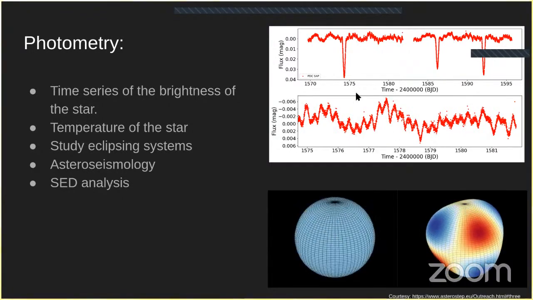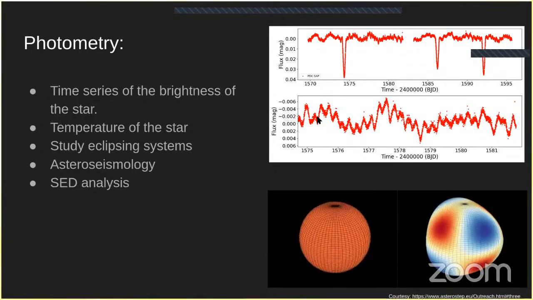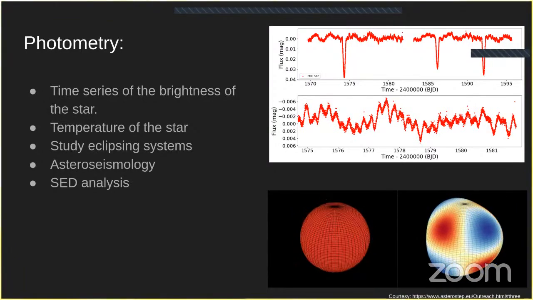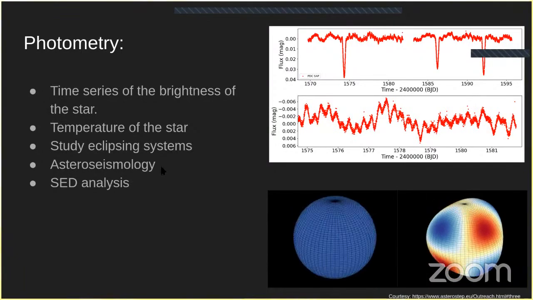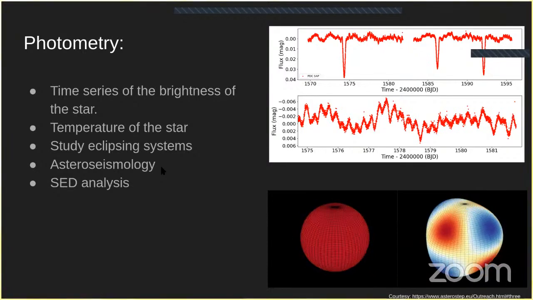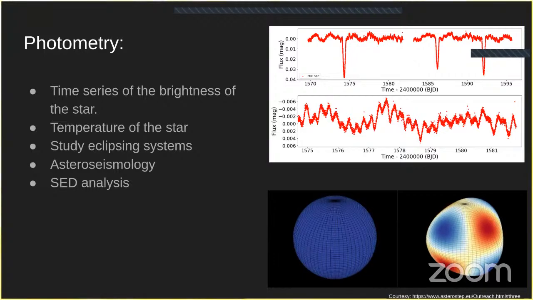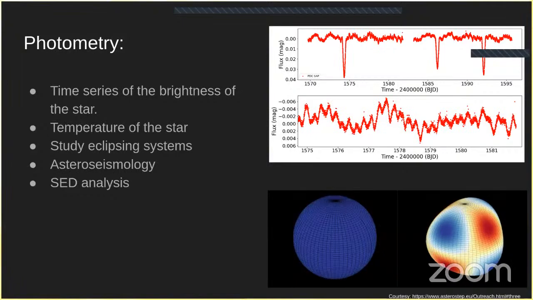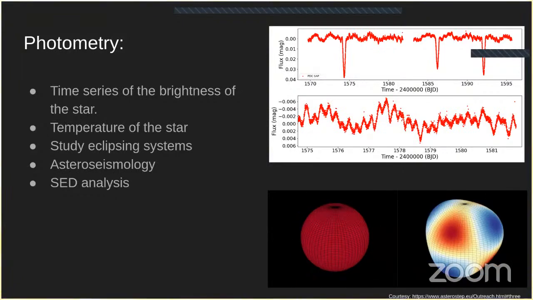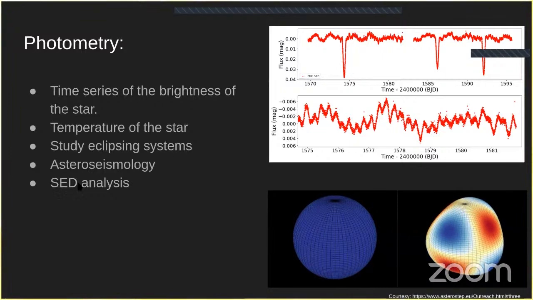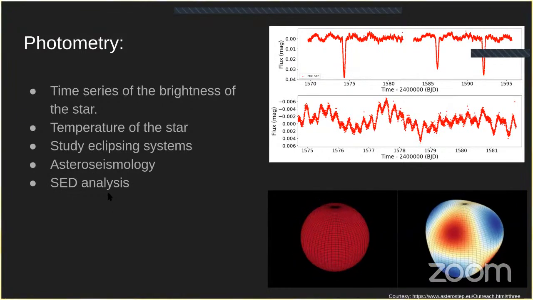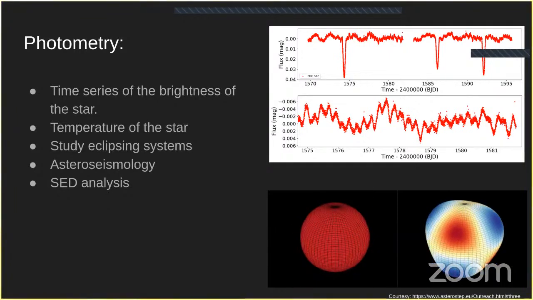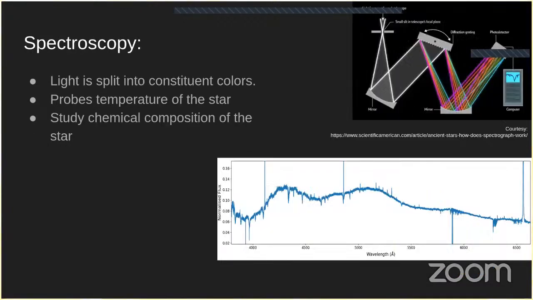You can study these variations and analyze what the star is doing, and also probe the interior of the star, including the core of the star. That is why astroseismology is such a useful tool, because you cannot see the core of the star directly. So astroseismology gives you an indirect way of studying the interior of the stars. Again, the SED, as explained, gives you the temperature of the star, and you know what kind of system you're dealing with.